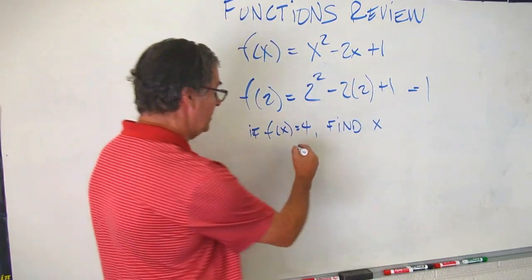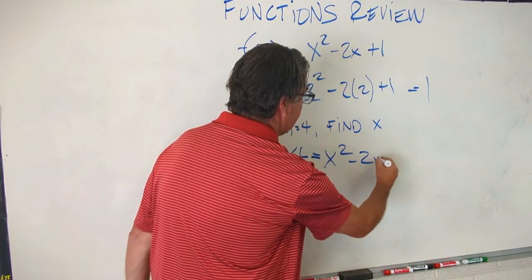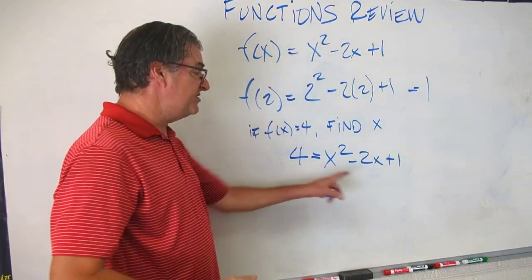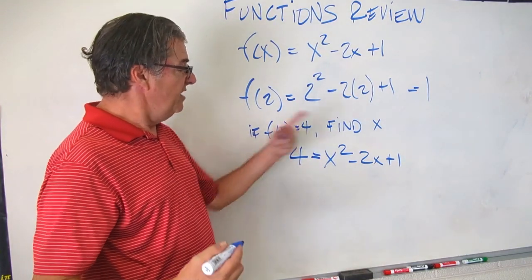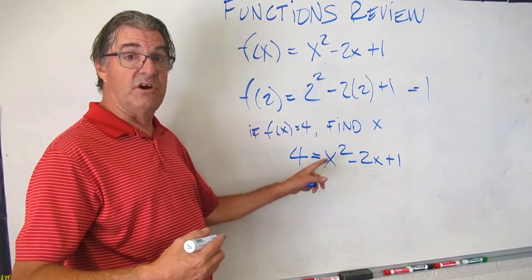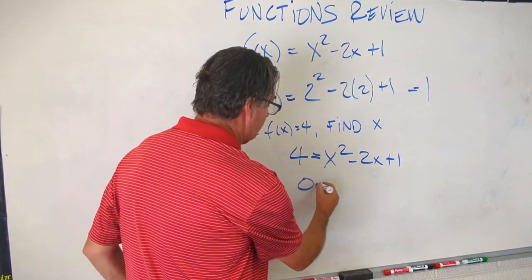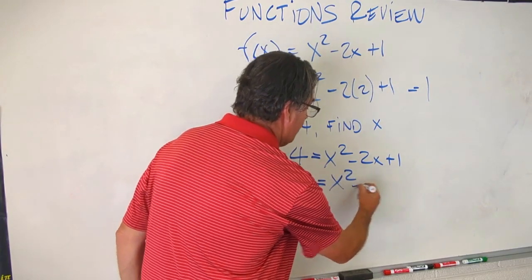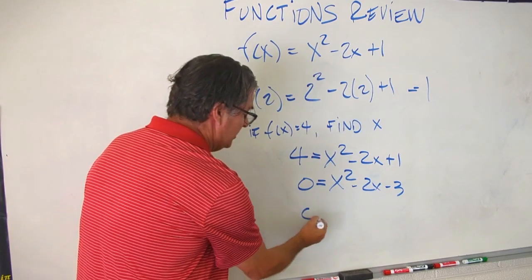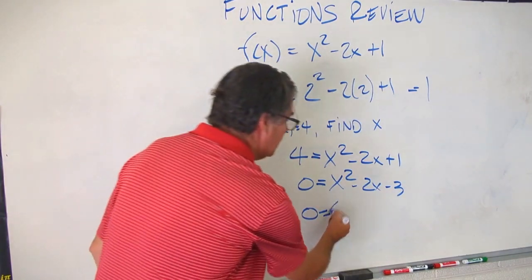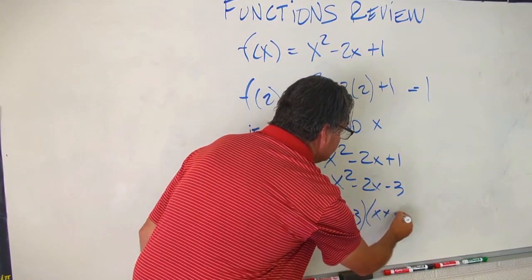So what we get here is 4 equals x squared minus 2x plus 1. Now the way we solve these are we solve the quadratic equation. So that is we isolate all the numbers on one side, set it equal to 0, and solve. So I'm going to subtract 4 from both sides. That leaves me with 0 over here. X squared minus 2x. If I subtract 4, I get minus 3. Now we're going to solve this by factoring. This becomes x minus 3 times x plus 1.